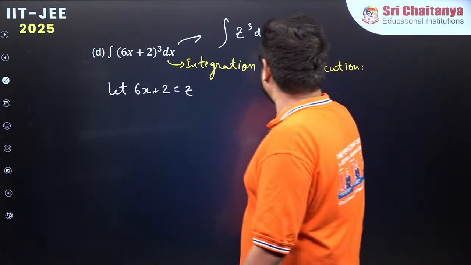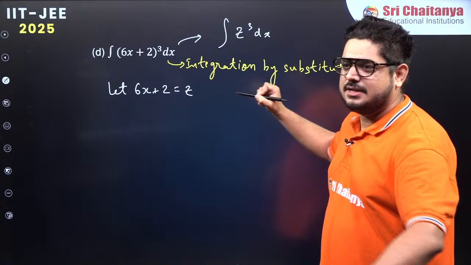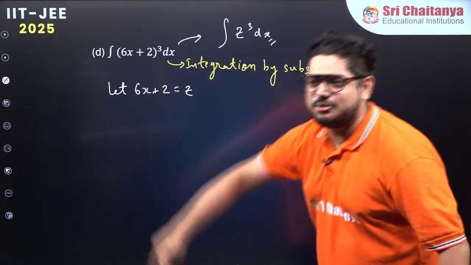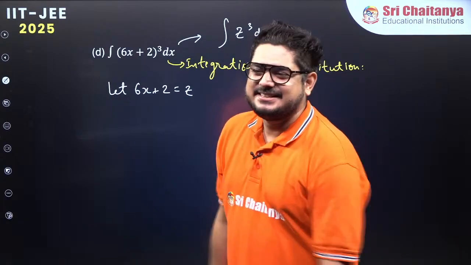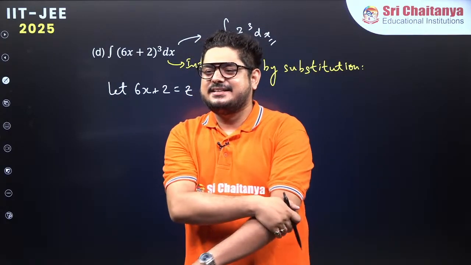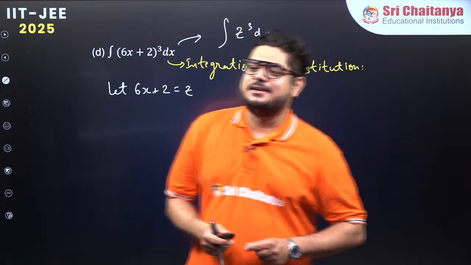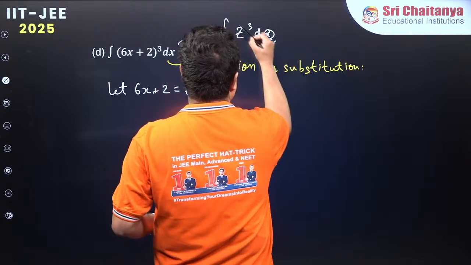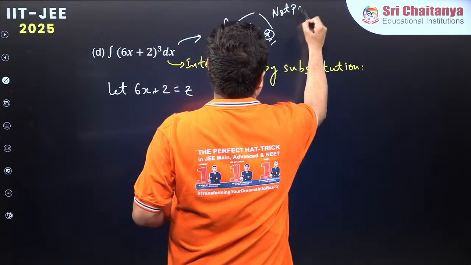Is it possible to do? Yes or no? Write it on the chat box. Z cube dx, is it possible to integrate? Yes or no? It's not possible, because over here you are able to see we are having dx and this is z. This integration is not possible.